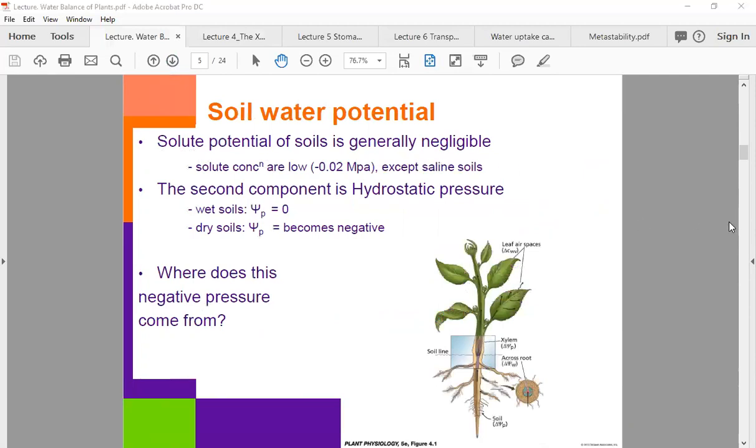Question. Is it more about leaf area? Okay, so are you referring to the actual water potential of the atmosphere, the higher negative pressure? You mean the higher negative pressure?